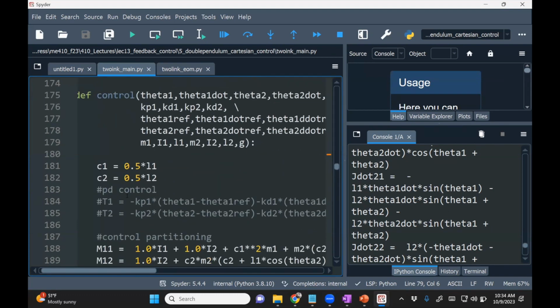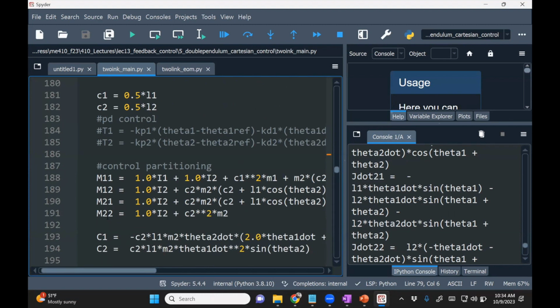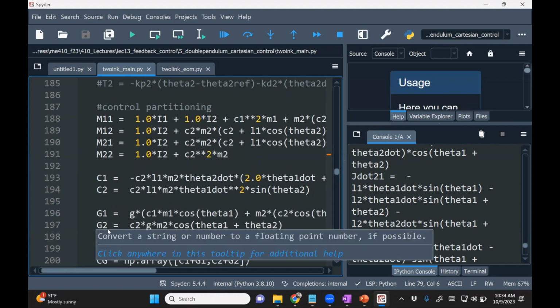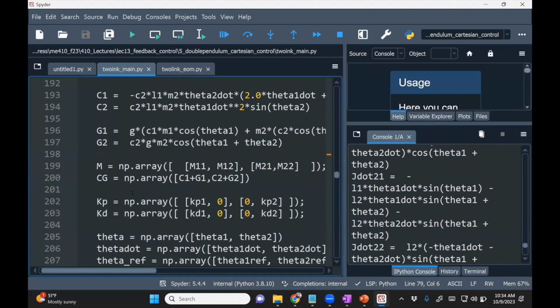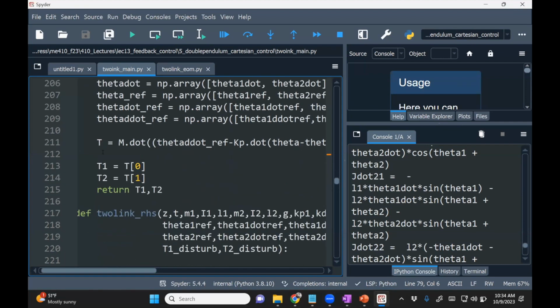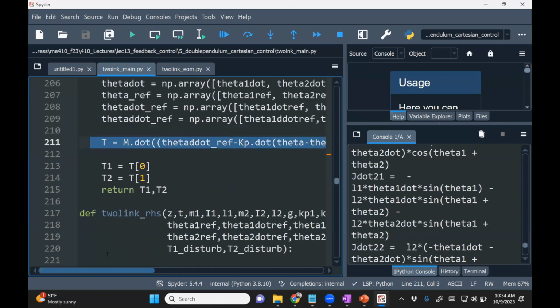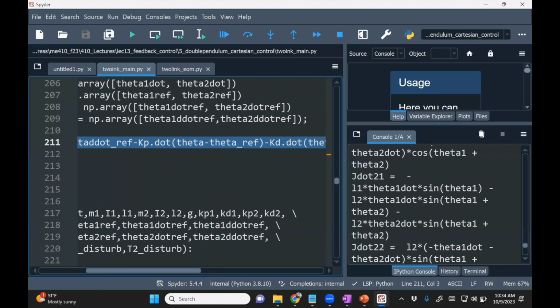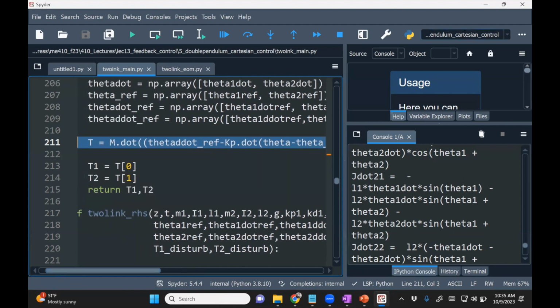Okay, here's the control. I need the mass matrix, CG, all that comes from the equations of motion file. This is the part which does feedback linearization, a single line, but it has theta dot ref, kp theta minus theta ref. So I would start over here and trace back how I evaluated theta ref, and so on. It comes from the things I wrote in the notes, as well as from the functions here. So hopefully it's self-explanatory.